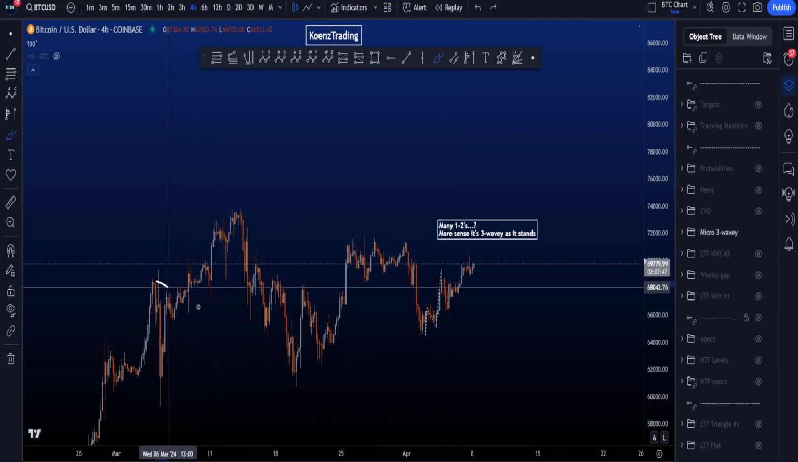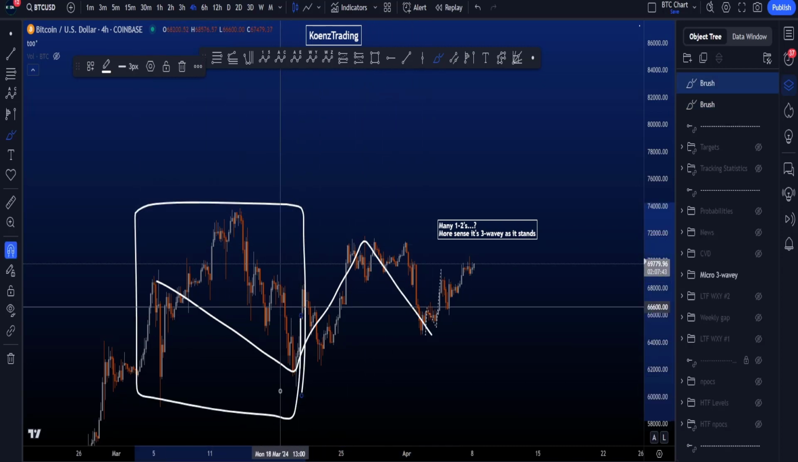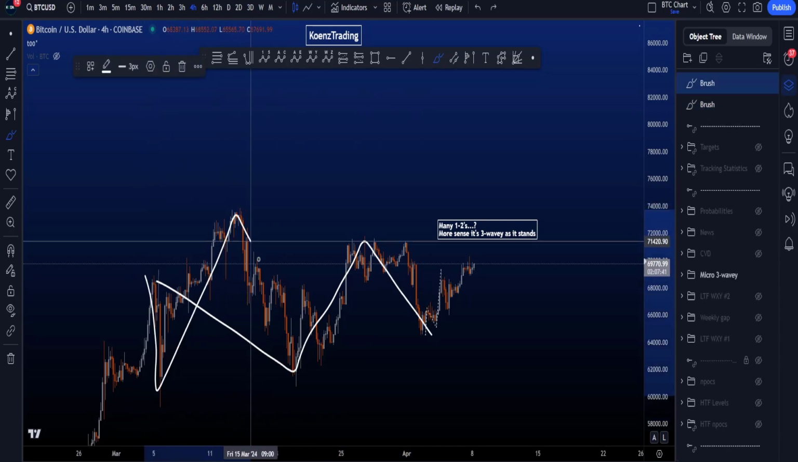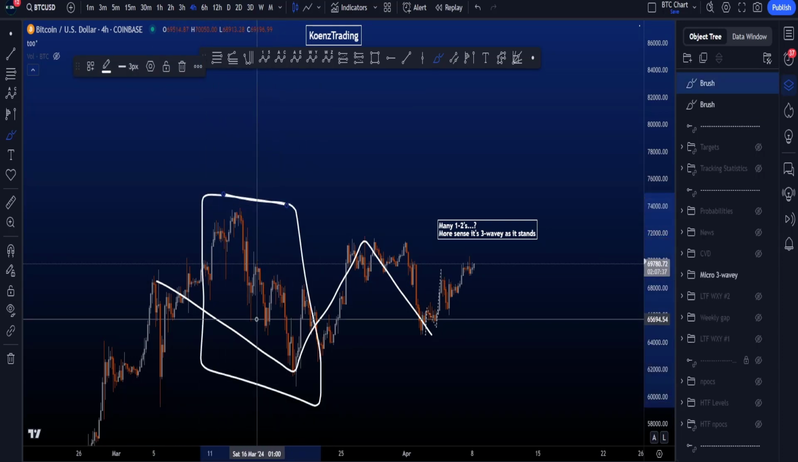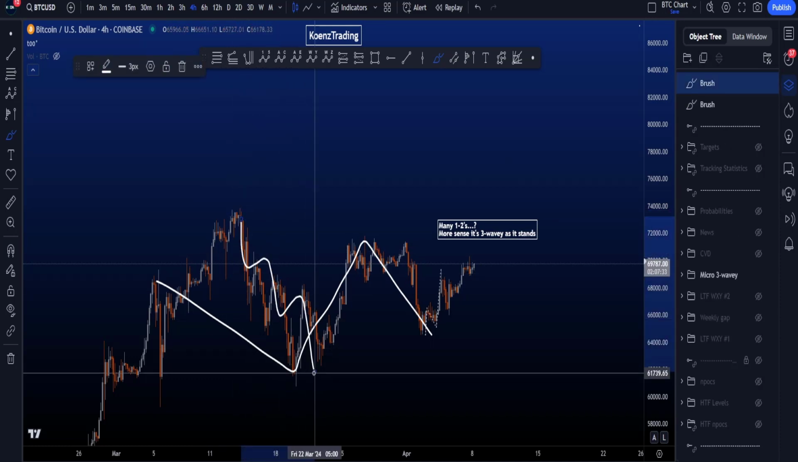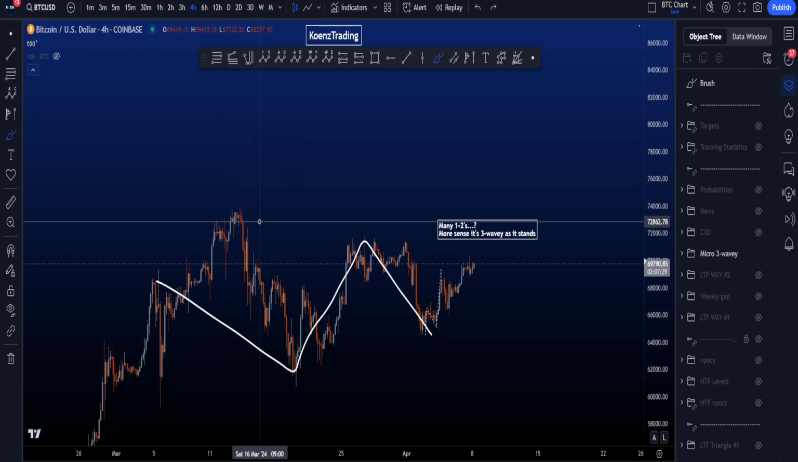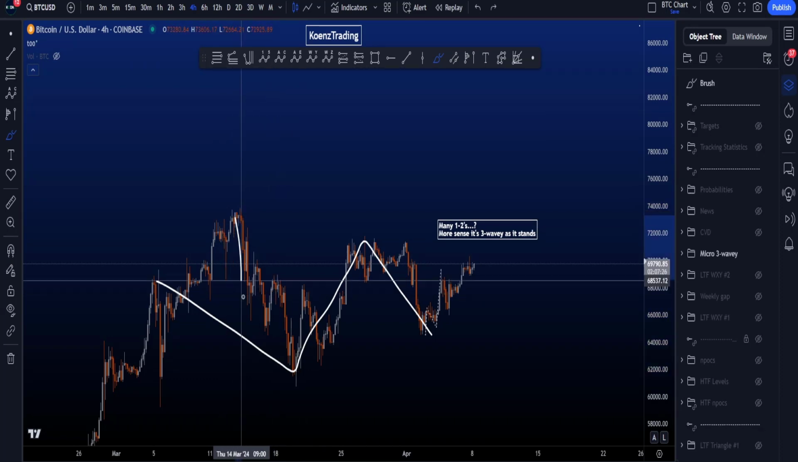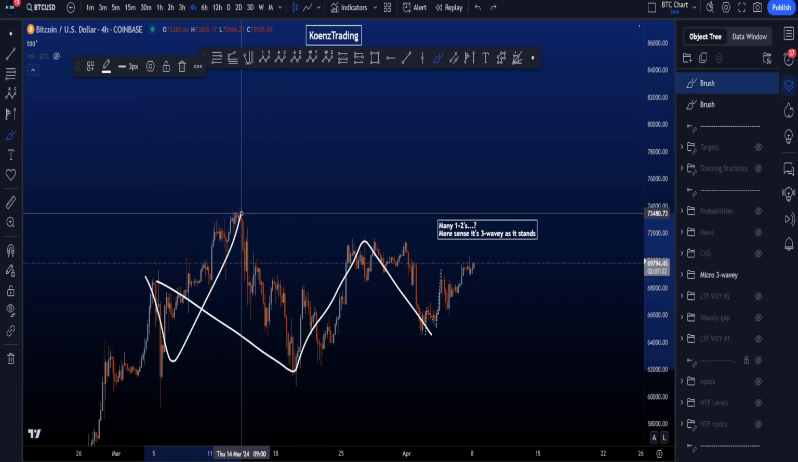The second option would be a WXY, where wave W here is a flat structure. So you have a wave A, B, and a wave C flat. However, this move to the downside has a much higher probability of being a 3-wave structure and not a 5-wave structure if you would count this in detail, like we have done in many live streams and previous videos.